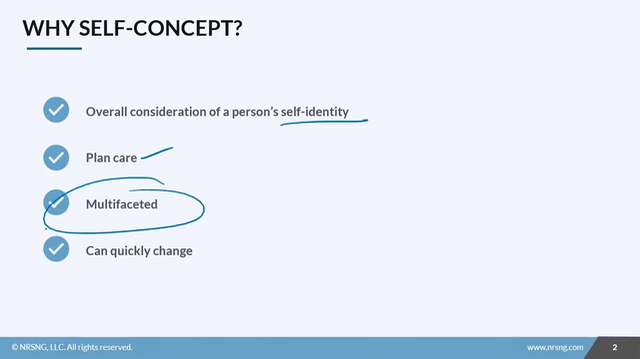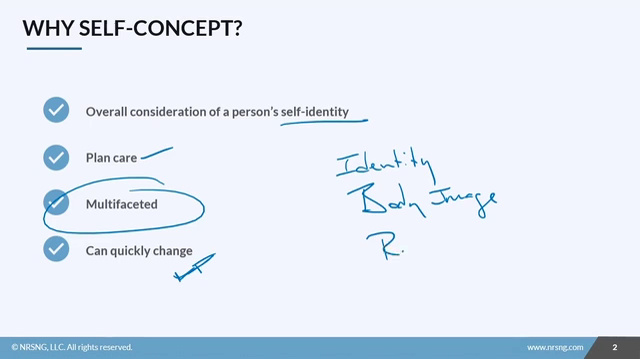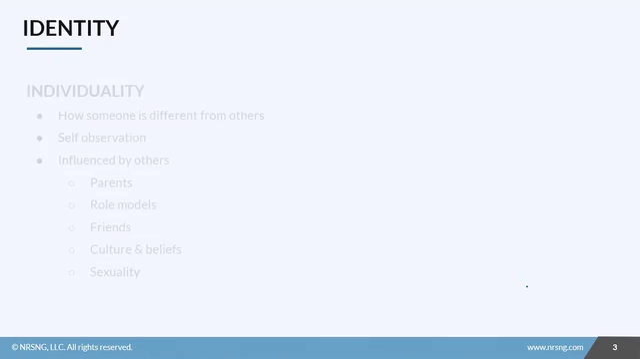Self-concept is really complex, and it can quickly change depending on which concept we're talking about. The main ideas, though, there's 4 of them that we're going to talk about today. Identity, body image, role performance, and self-esteem, which is different than self-concept, and we'll talk about that in a few minutes.